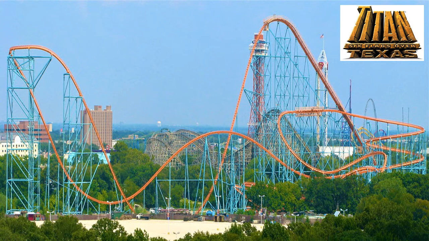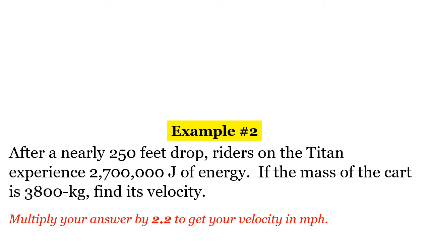So let's look at this example. This is an example of a roller coaster at Six Flags Over Texas, called the Titan. So as you can see from our picture here, this is a very large drop. So the coaster is going to be moving very fast when it reaches the bottom of this drop. So after a nearly 250-foot drop, riders on the Titan experience 2,700,000 joules of energy. If the mass of the cart is 3,800 kilograms, find its velocity. And then I've listed a conversion here to go to miles per hour.